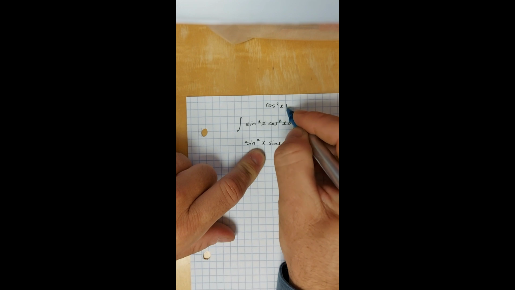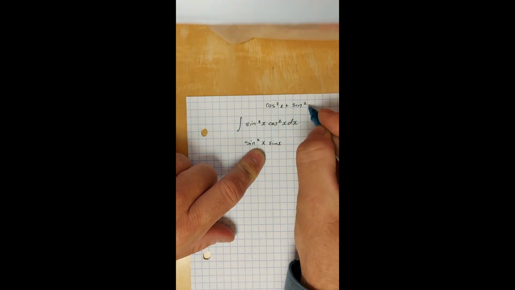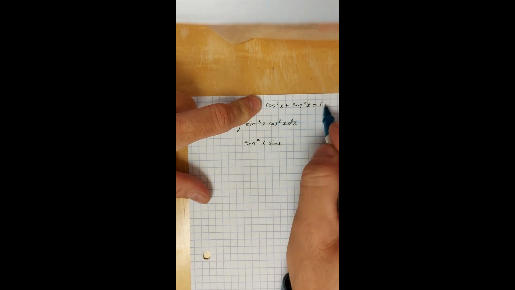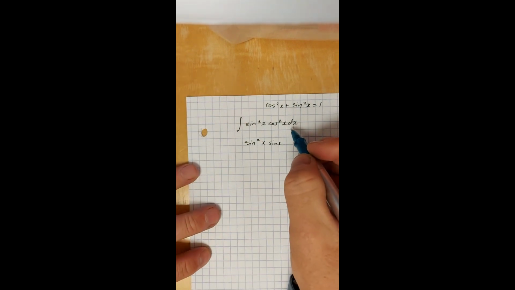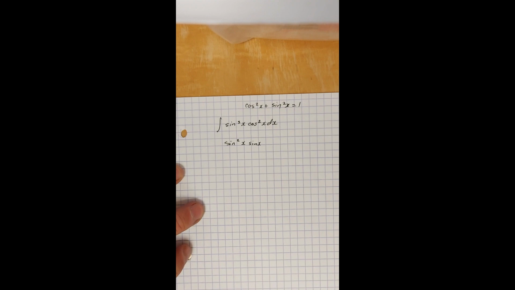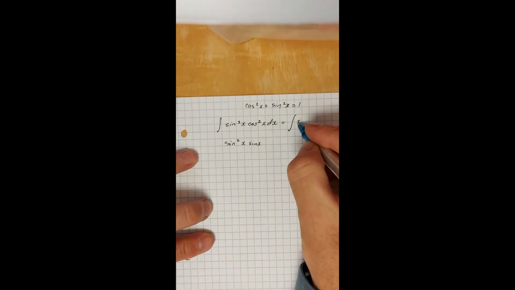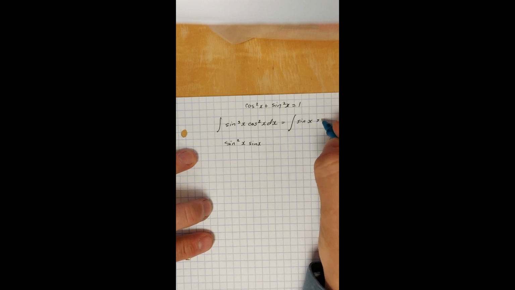Cosine squared x plus sine squared x is equal to 1. So I can solve for the sine squared by subtracting cosine squared from both sides, and then that'll basically be the entirety of the integral. So let's go ahead and plug it in. So we're going to have sine of x, sine squared x, cosine squared x dx.